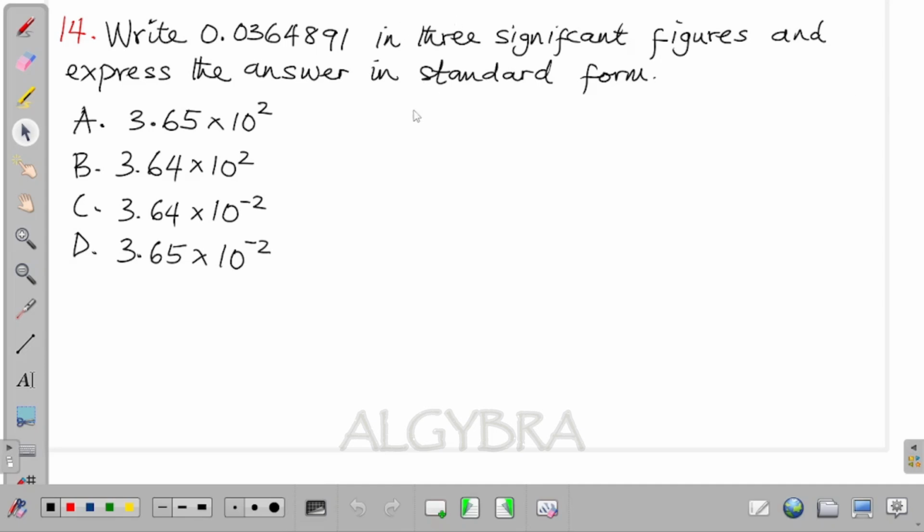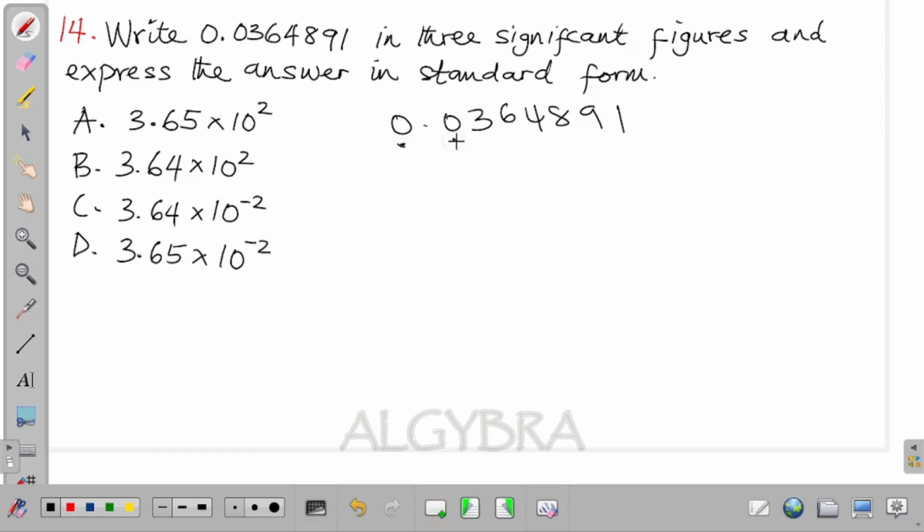Okay, so let's first write out this number before we go about solving it. So we have it as 0.0364891. The first thing is about significant figures. When trying to find significant figures in a set of digits, you go from left to right and find the first non-zero number. Going from left to right, I see a zero, I'm not looking for that one.